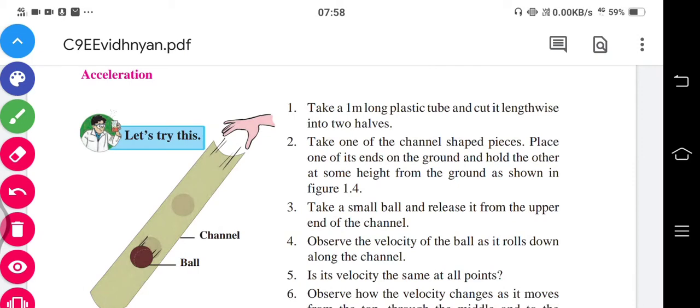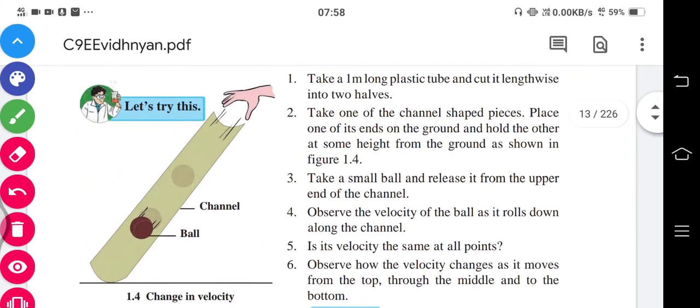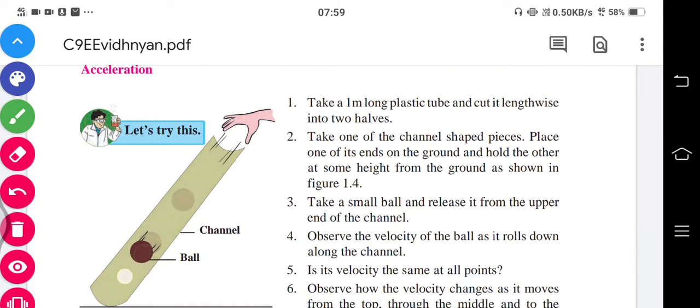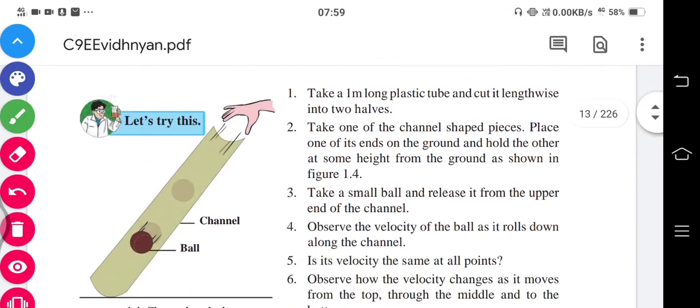Here is an example you can read. Take a 1 meter long plastic tube and cut it lengthwise into two halves. Take one of the channel pieces, place one end on the ground and hold the other at a height from the ground, as shown in the figure. You can hold it like this. Let's take a small ball and release it from the upper end. You can release the small ball from your upper end. Okay, like this.